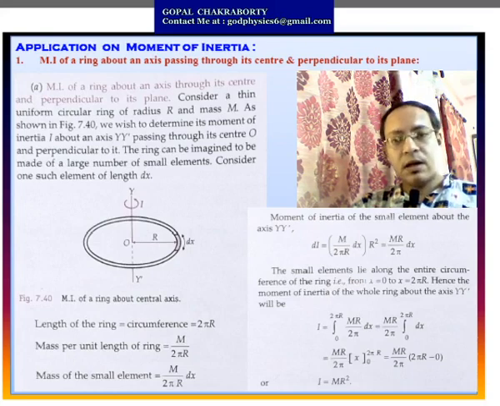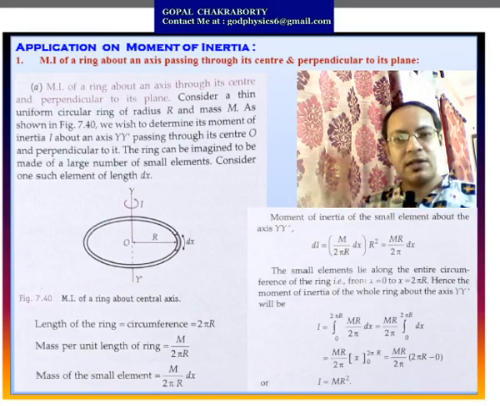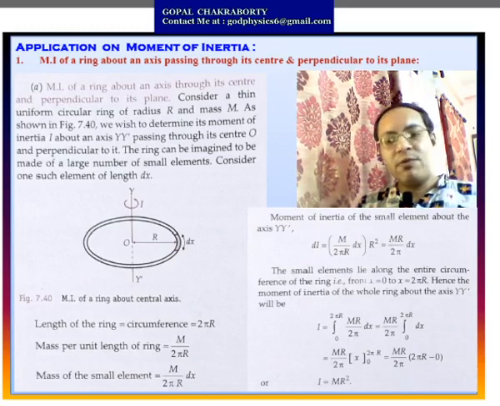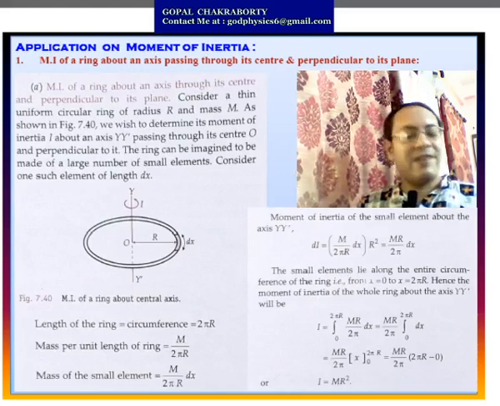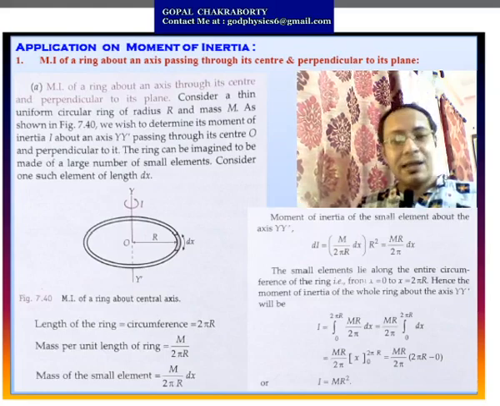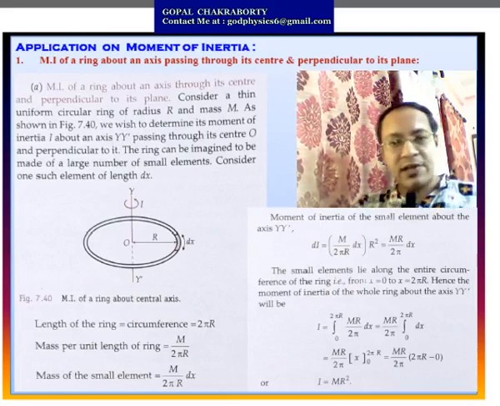Now I will solve some applications to find the moment of inertia, because if you solve this kind of problem, it will be very helpful for you to understand how to find the moment of inertia for different bodies, and how to apply the parallel axis theorem and perpendicular axis theorem.